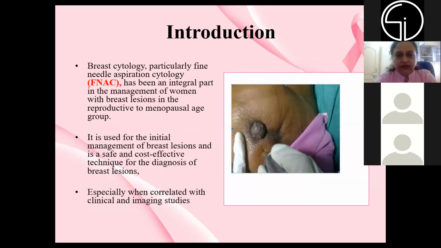We have a setup wherein breast cytology, particularly fine needle aspiration cytology, which the image is showing here, wherein we use a syringe and a needle to aspirate the breast tumor material. It is an integral part in the management of women with breast lesions in the reproductive to menopausal age group. It is used for the initial management of breast lesions and is a safe and cost-effective technique for the diagnosis of breast lesions, especially when it is correlated with clinical and imaging studies.